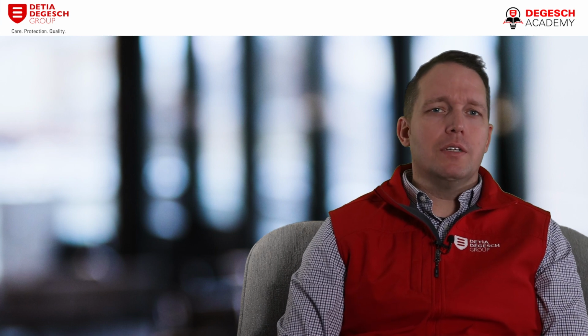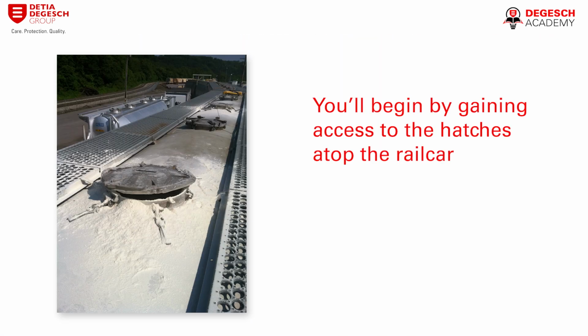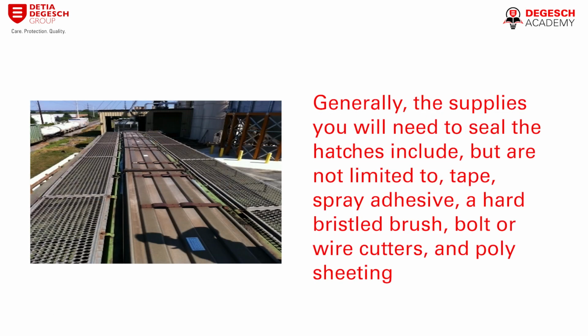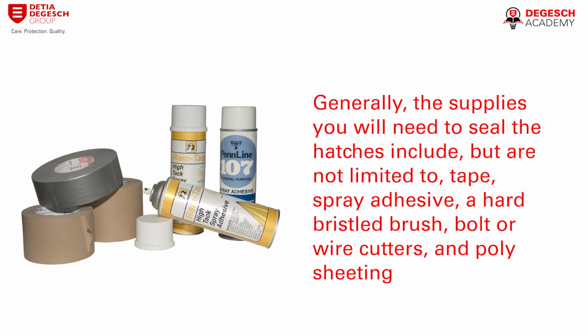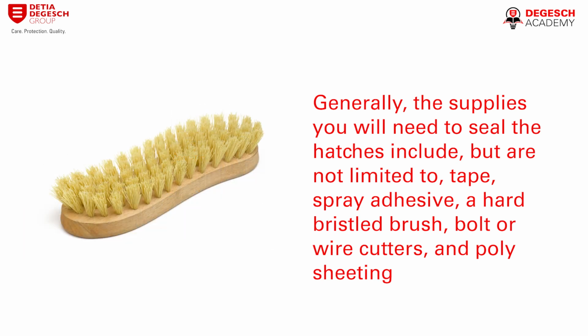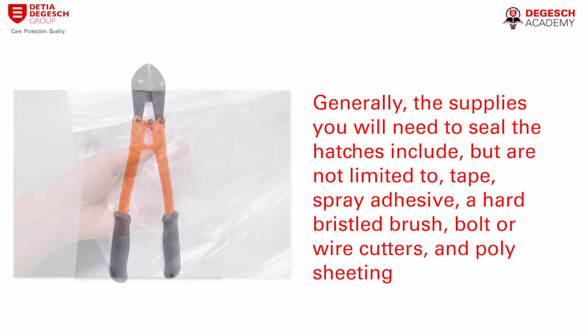Let's start with our railcar example. You'll begin by gaining access to the hatches atop the railcar. Generally, the supplies you'll need to seal the hatches include, but aren't limited to, tape, spray adhesive, a hard bristled brush, bolt or wire cutters, and poly sheeting.